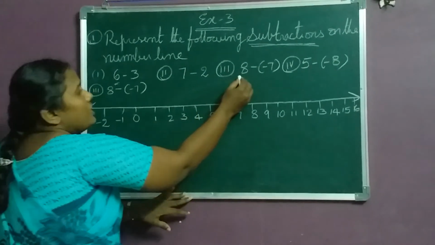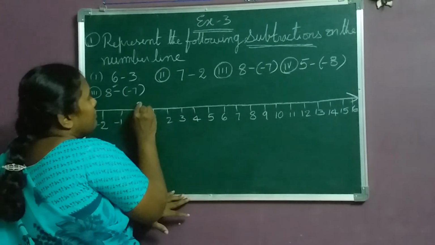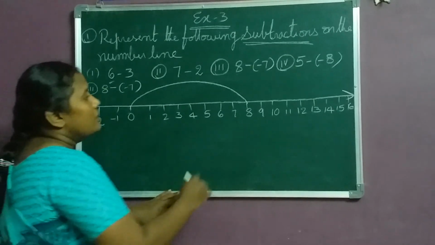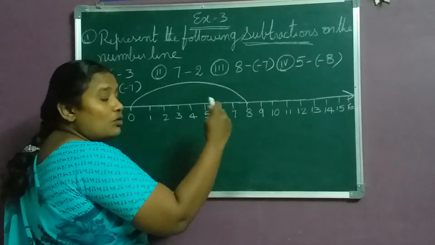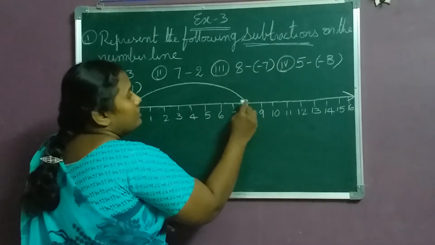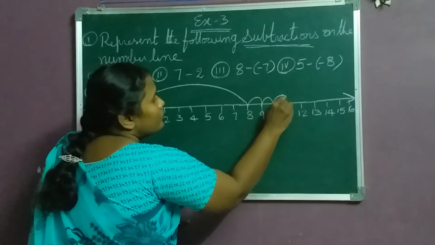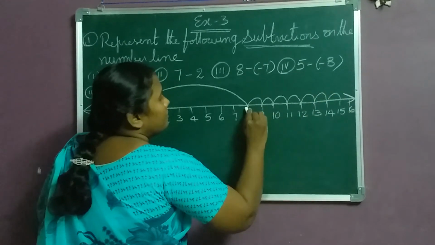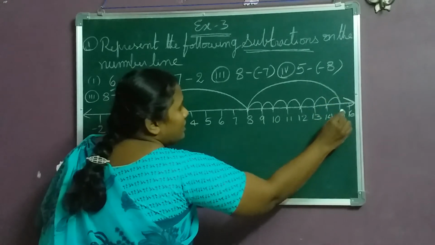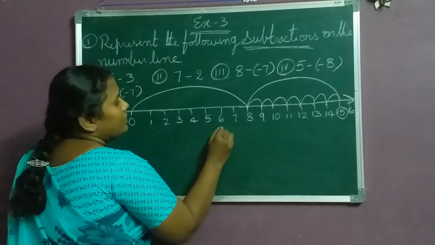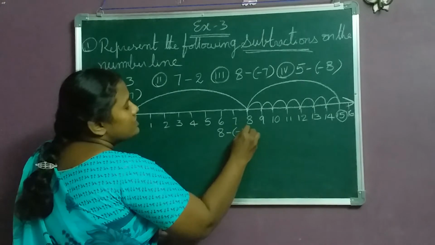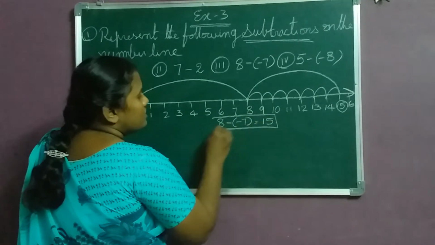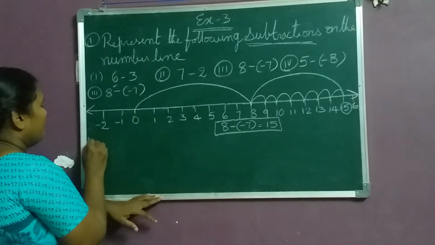Okay. First, 8. 0 to 8. Now, from 8, move rightward direction 7. 1, 2, 3, 4, 5, 6, 7. Answer is 15. 8 minus minus 7 is equal to 15. Answer is 15. Next, fourth problem.